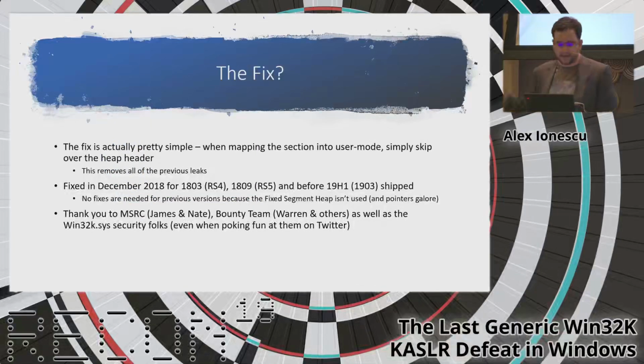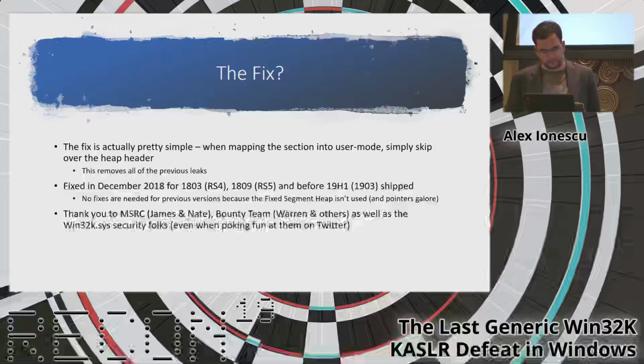Nothing was needed before that because there was no fixed segment heap. And 19H1 shipped without the bug. They fixed it in the preview builds, so 1903 doesn't have the vulnerability at all. A bunch of MSRC and Win32k.sys people obviously helped to get this in there, because there was a chance it might not have made it for 19H1, and then you'd have to get a patch for it as well. Thankfully they were able to fix it before they cut the branch back in December.